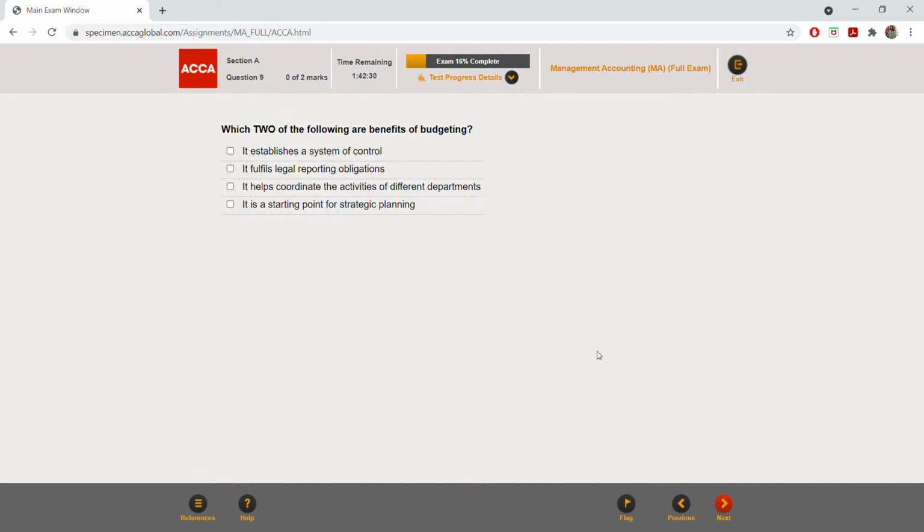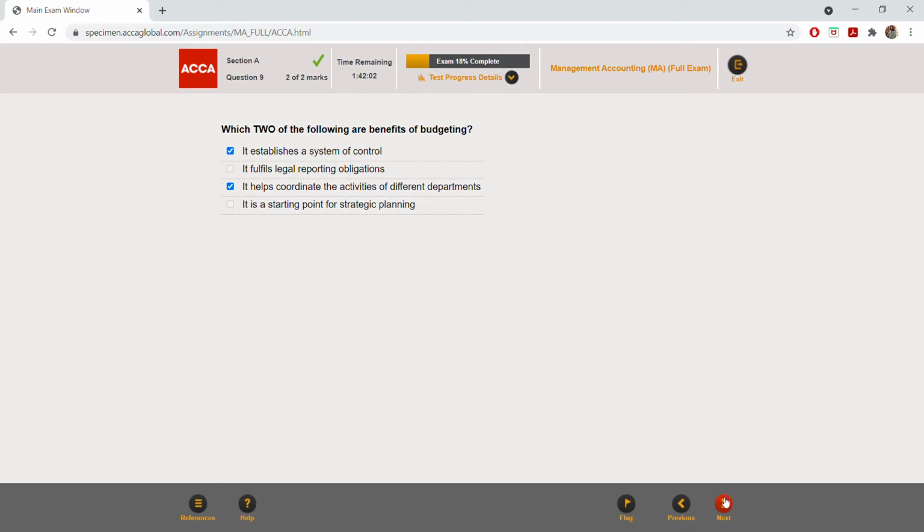Next, which two, that means you have to select two. Which two of the following are benefits of budgeting? Establish a system of control, fulfills legal reporting obligations, helps coordinate activities of different departments, or is a starting point for strategic planning. Benefits: one is it coordinates, the other one is it establishes a system of control.